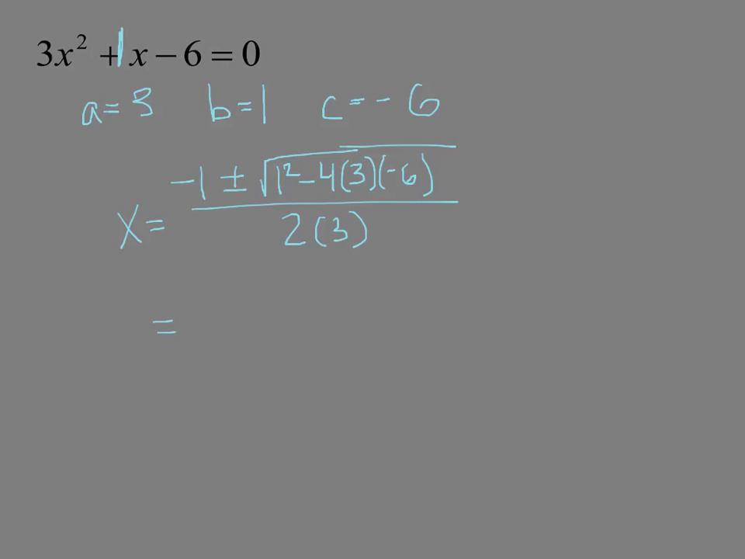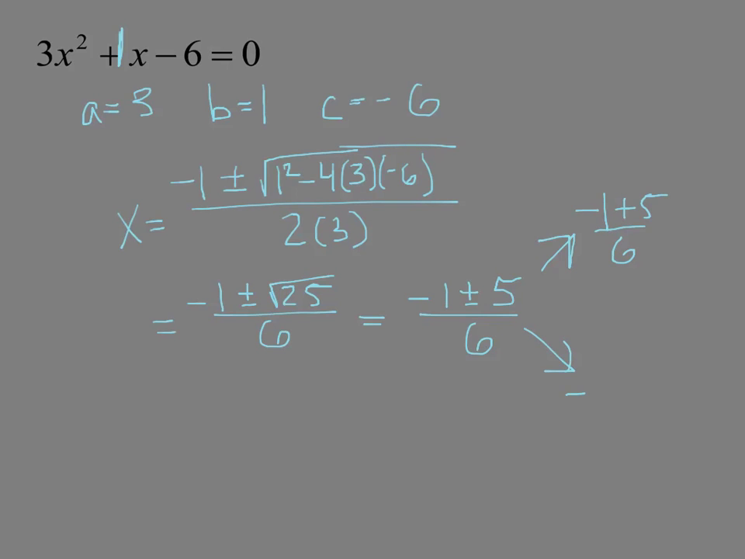Now, we can go ahead and enter all of this into our calculator. So if we enter 1 squared minus 4 times 3 times negative 6 into our calculator, we're going to get negative 1 plus or minus the square root of 25, which in this case, square root of 25 is going to be 5. So we have negative 1 plus or minus 5 divided by 6. Now you're going to work both of those out individually. So I'm going to say negative 1 plus 5 divided by 6. And then you're also going to say negative 1 minus 5 divided by 6.